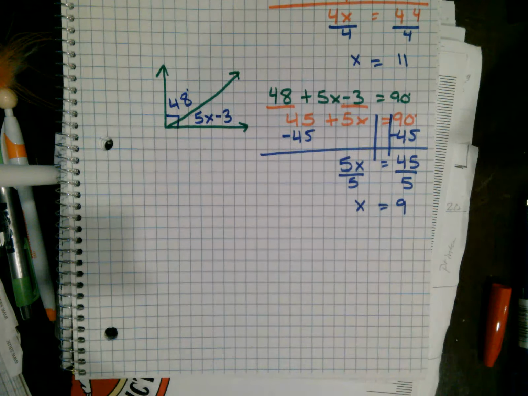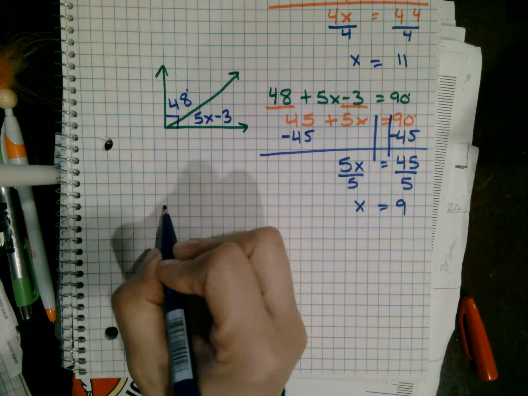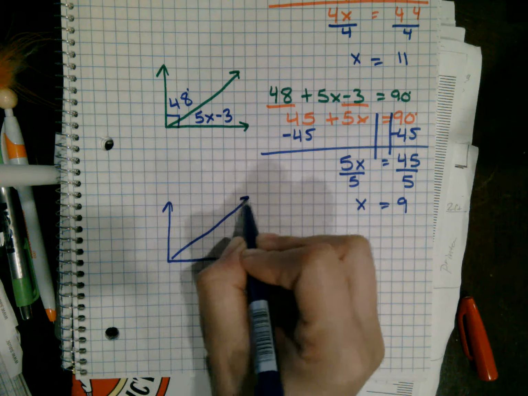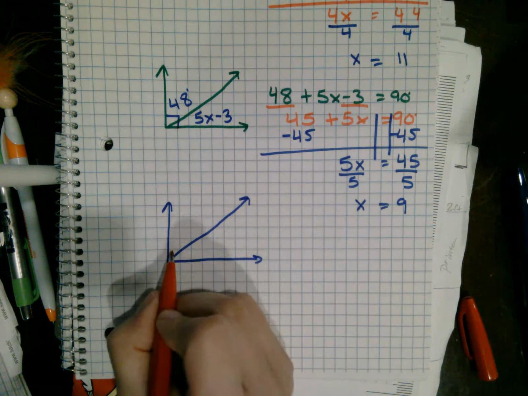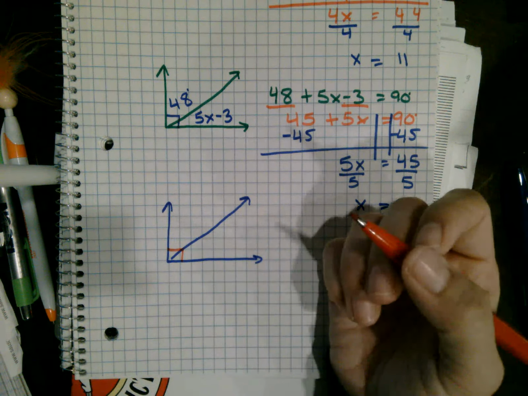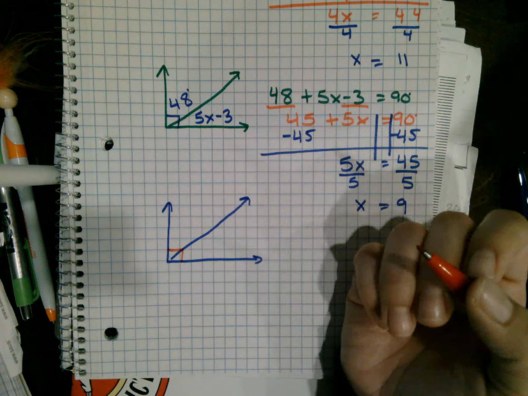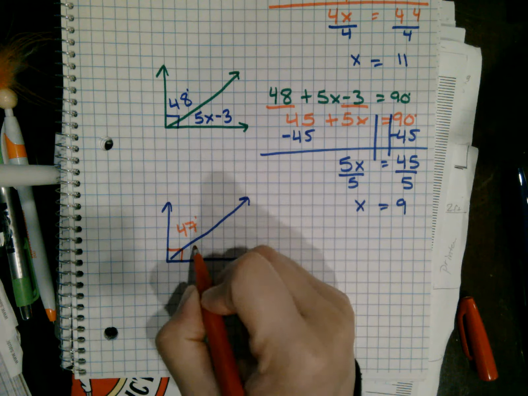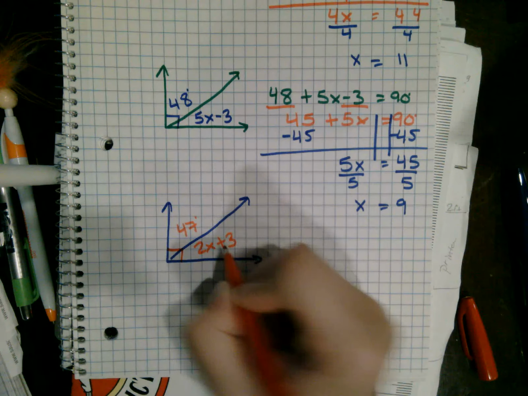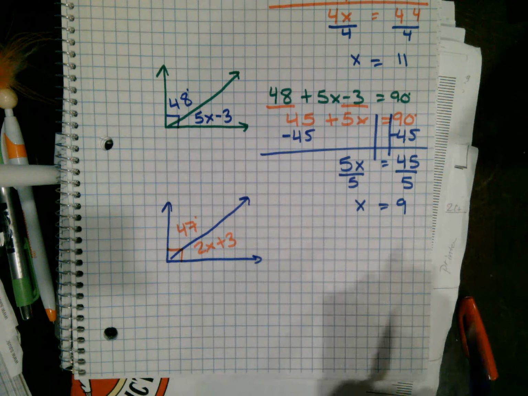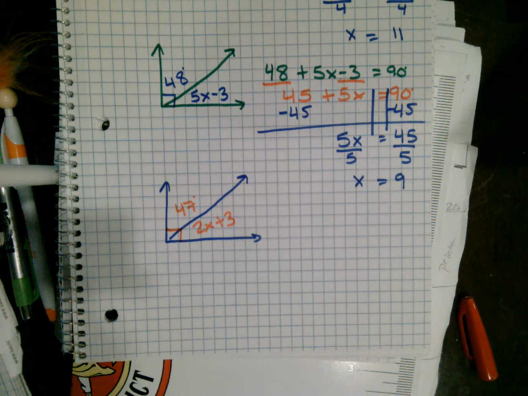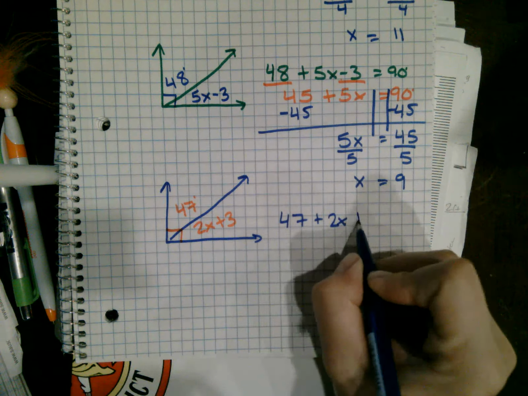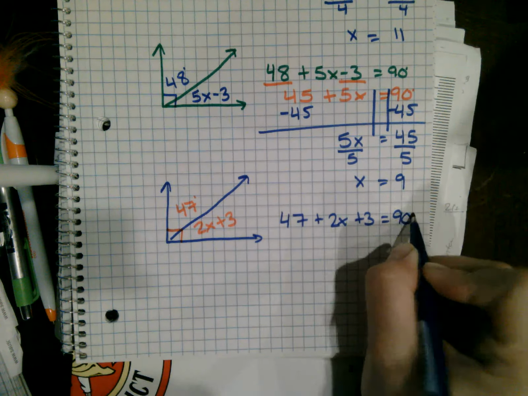Let's just do one more, just so you're awesome. I'm going to give you two types of problems to do. Some are pretty easy, straightforward. And then some are like this, a two-step. 2x plus 3. All right, so set up your equation first. So that's 47 plus 2x plus 3 equals 90 degrees.